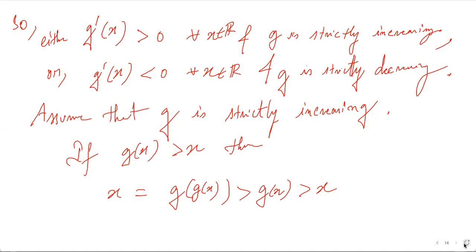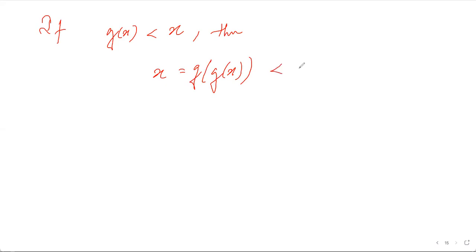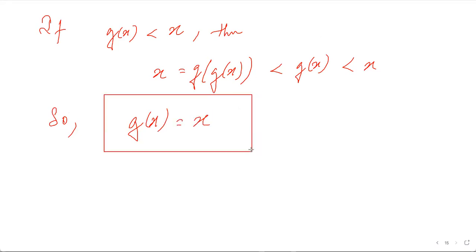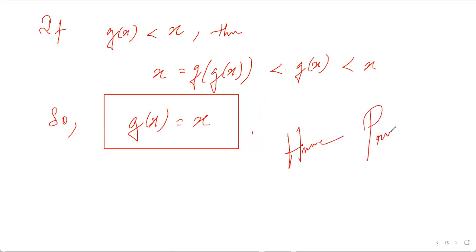Similarly, if g of x is less than x, then x is equal to g of g of x, which is less than g of x, which is less than x, and again that is impossible. And so g of x is equal to x. And thus the final conclusion, that g is unique. Okay, and hence proved.